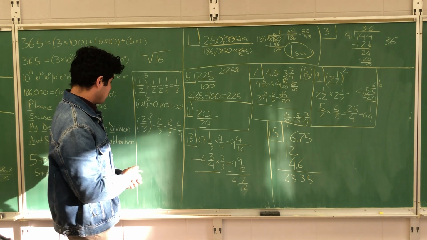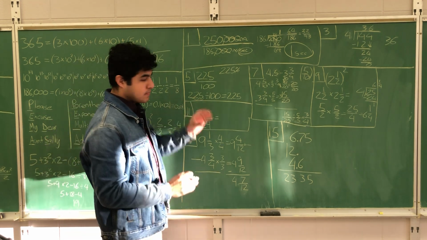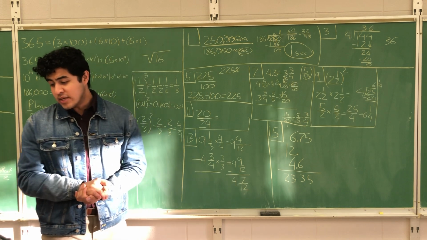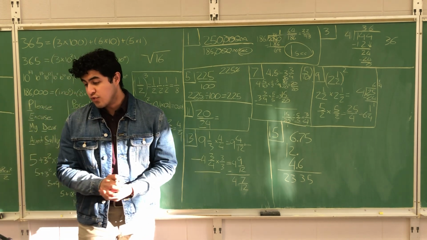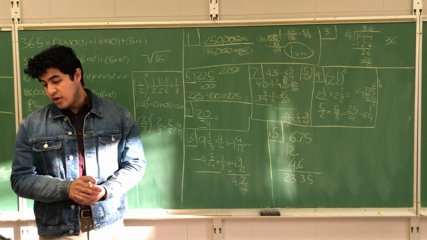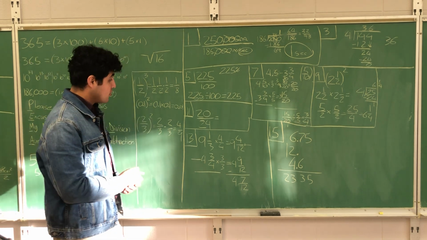Next, number 11. Oh, it's really small here. Number 11, we have 20 of the 24 members voted yes. What fraction of the members voted no?